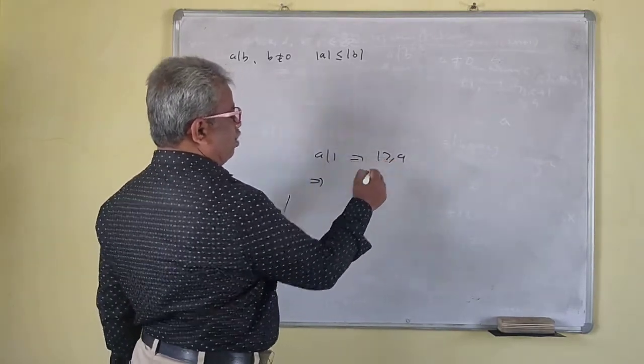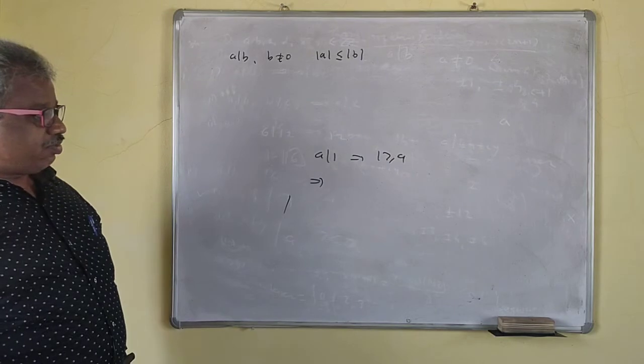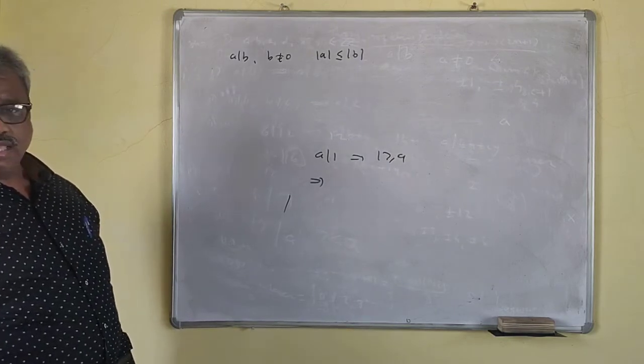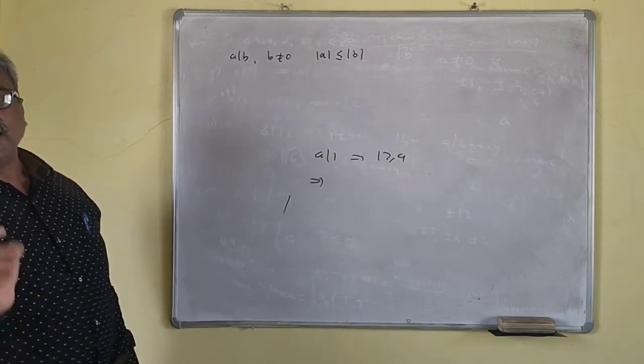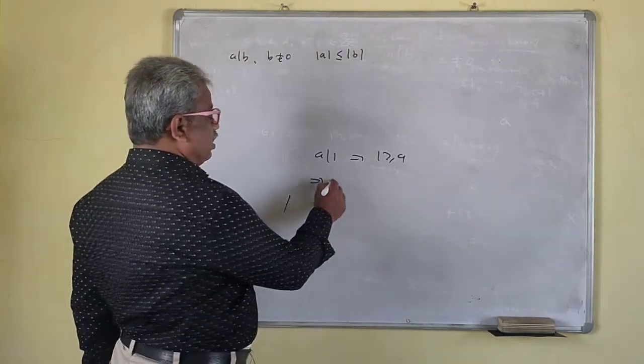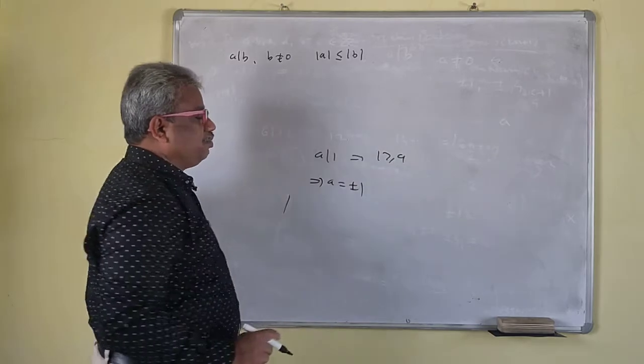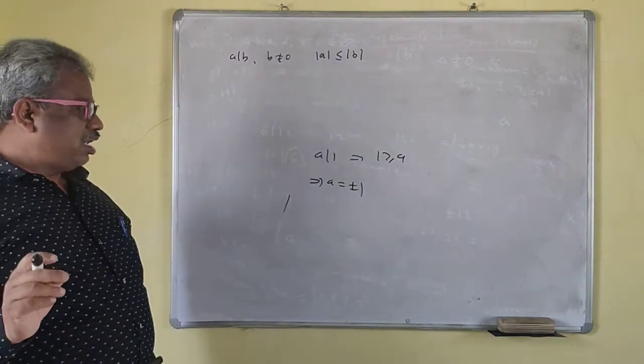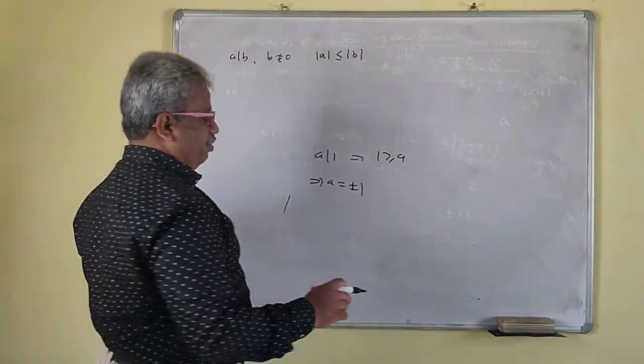1 is greater than or equal to A. That means A is less than 1 and A is positive. A is a positive integer. That means what? A is an integer, so A must be plus or minus 1 only.